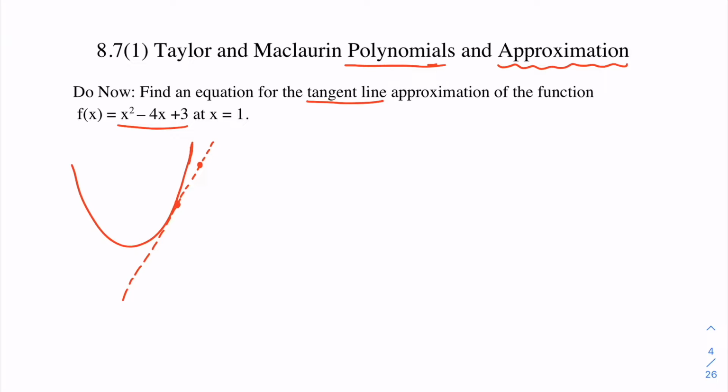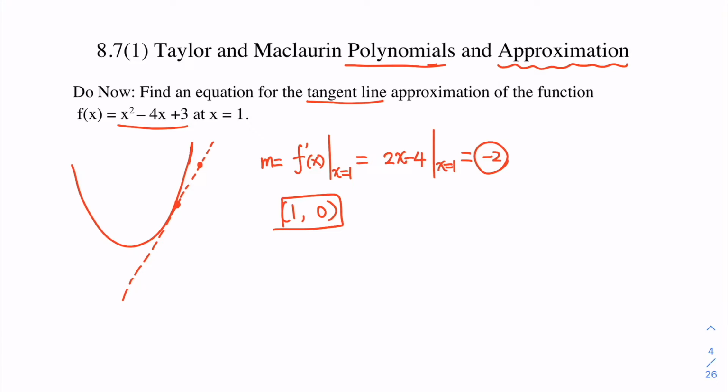First, we find the slope. The slope will be the derivative at x equals 1. The function derivative is 2x minus 4. x equals 1 gives us negative 2. Now we have to find the point. When x equals 1, we plug 1 in: 1 minus 4 plus 3 gives us 0. So the equation of the tangent line will be y minus 0 equals negative 2 times x minus 1. So y equals negative 2x plus 2. This is the tangent line at 1.